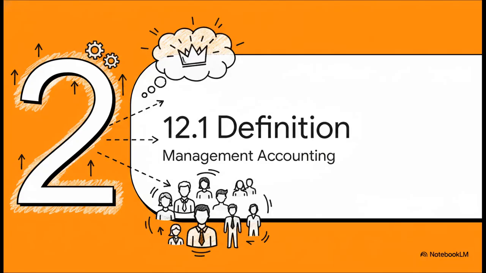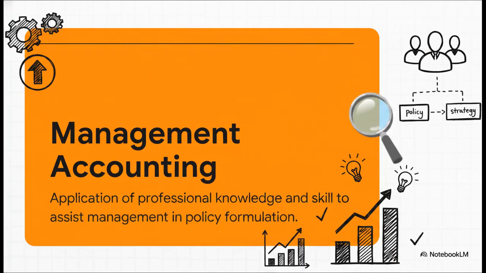Moving on to Section 12.1, Definition of Management Accounting. So who exactly is all this strategic data for? Well, CIMA defines management accounting as the application of professional knowledge and skill in the preparation and presentation of accounting information in such a way as to assist management in the formulation of policies and in the planning and control of operations. Notice that laser focus there. This isn't for government regulators, it's not for the general public. This entire discipline exists exclusively to give internal teams the leverage they need.